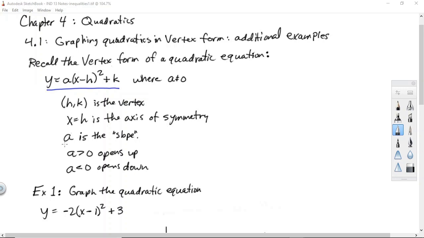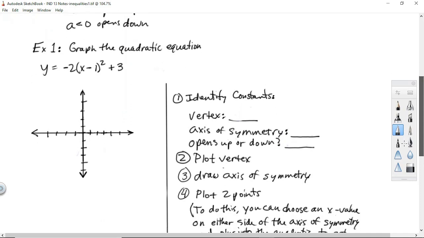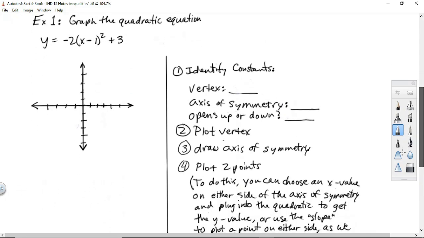As we talked about, a is this thing we call the slope. It's not really a slope, but it functions something like a slope in helping us graph the function. If a is greater than 0, the parabola opens up. If a is less than 0, it opens down. So let's look at the first example. Graph this quadratic equation.